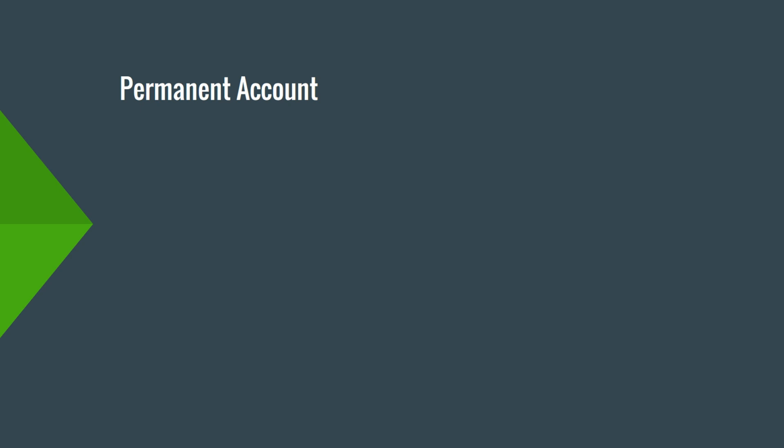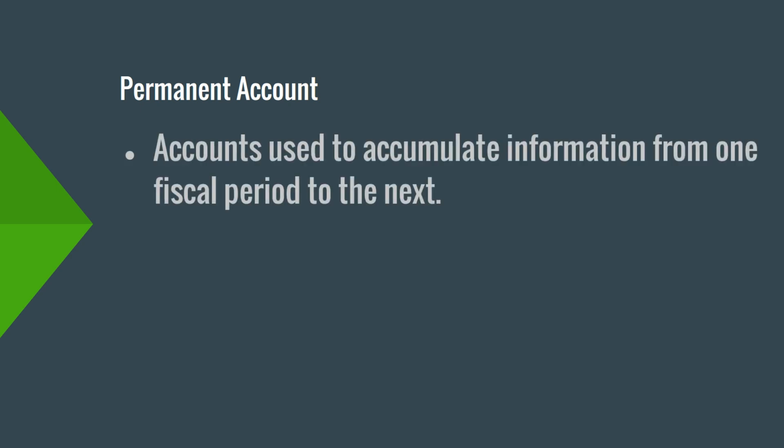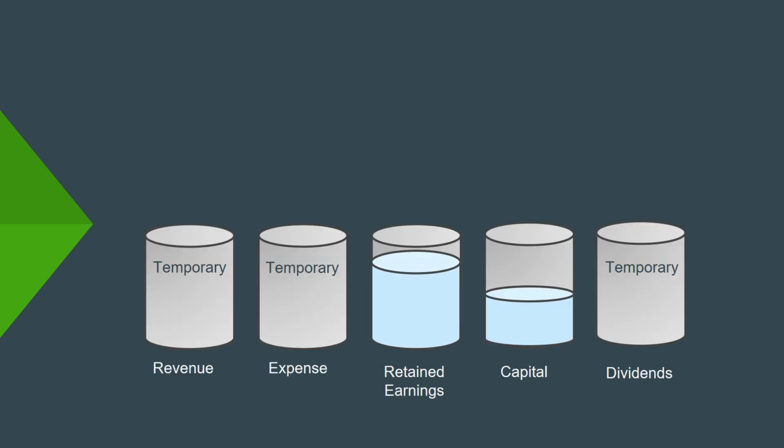A permanent account is any account that's used to accumulate information from one fiscal period to the next. Keyword here being from one period to the next. These are all the accounts that hold their amounts and carry them forward into the new fiscal year. So as we look at our glasses of water, which ones are considered permanent?